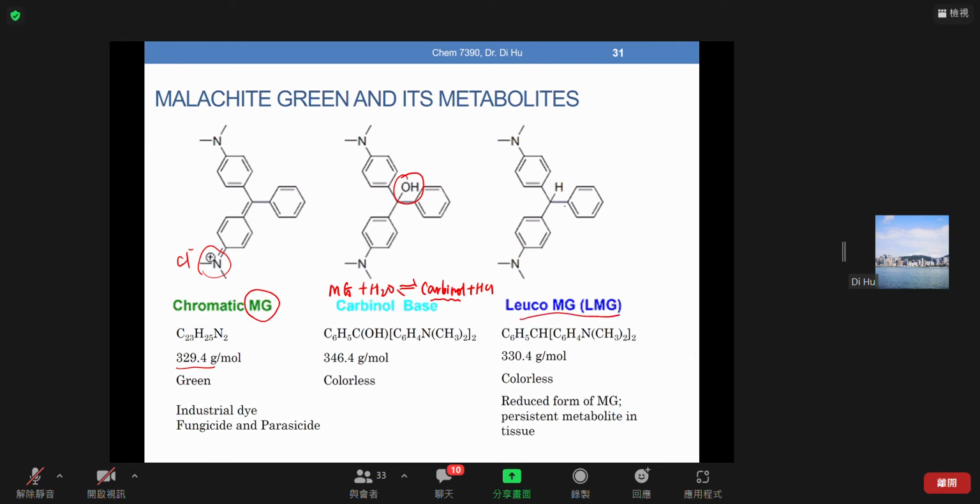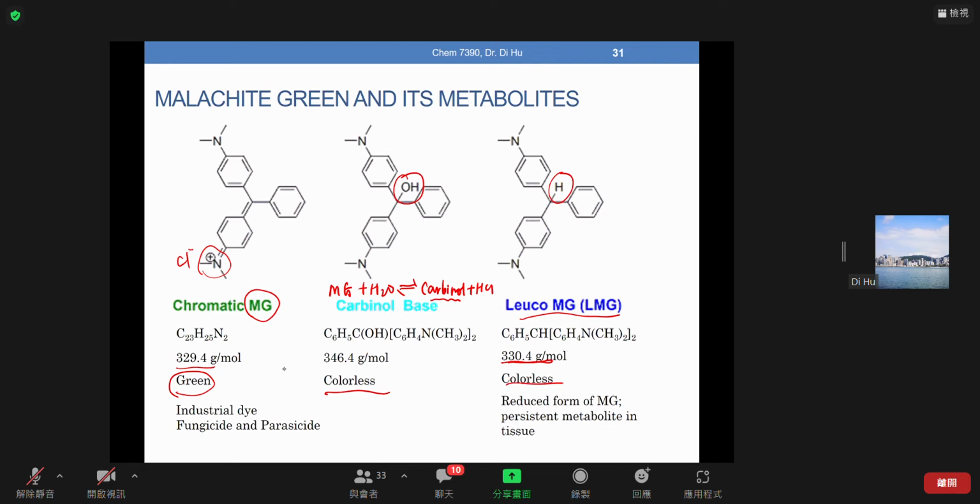Let's look at the structure of leucomethacon green and methacon green. It's the reduced form of methacon green. So it has one hydrogen here. And of all these three compounds, only methacon green has color. When it has color, what does that mean? It means it can absorb visible light, right? The other two do not have color, they're colorless.